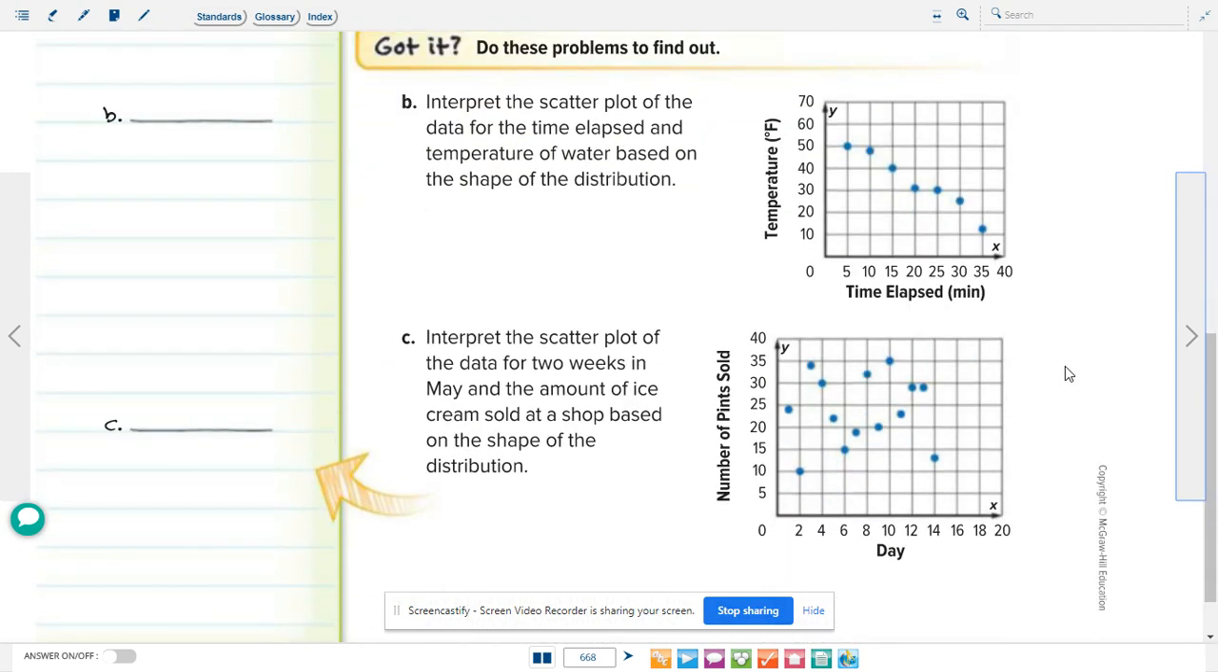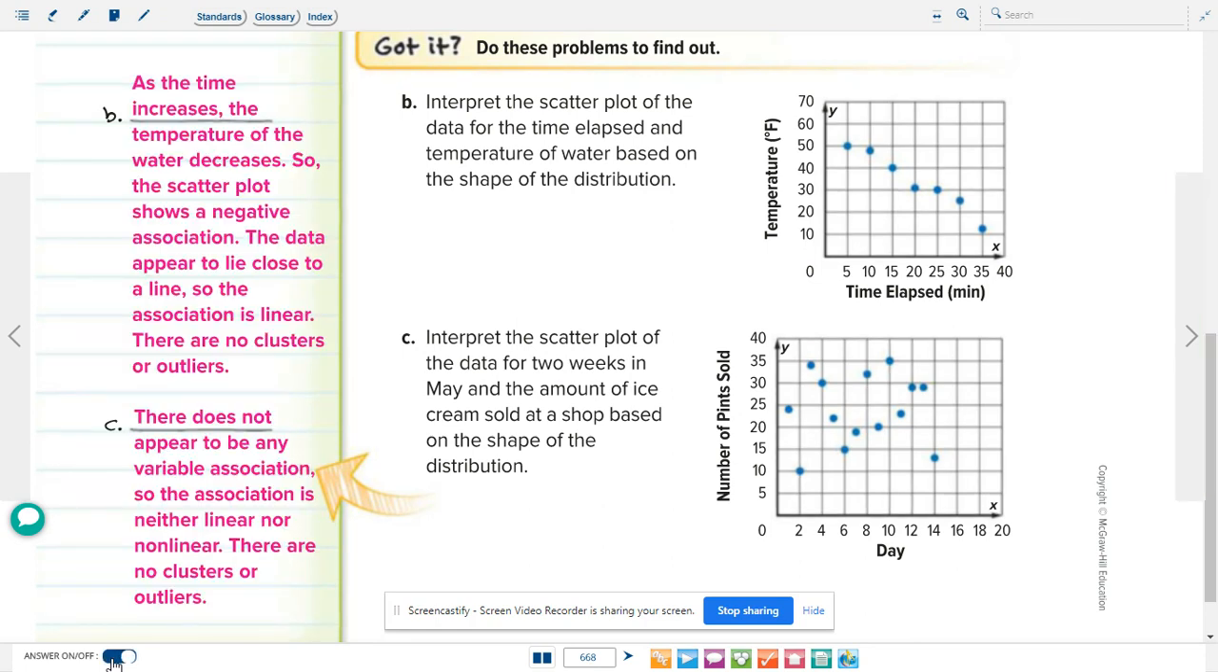So here you go. Pause and try to describe these two data sets, these two scatter plots, and then unpause and see if you are close. All right, here it is.